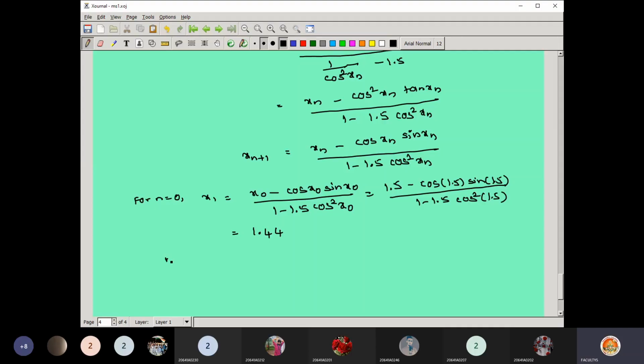Similarly, you can go for n equal to 1. You try to give me the answer, x2 value. x2 means it is x1 minus cos x1 sin x1 divided by 1 minus 1.5 cos square x1. There you substitute your x1 value. Let me know the answer.